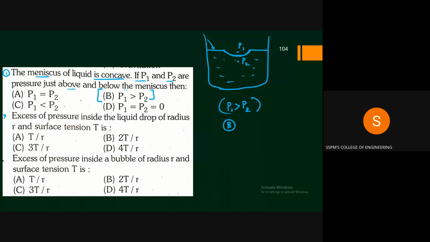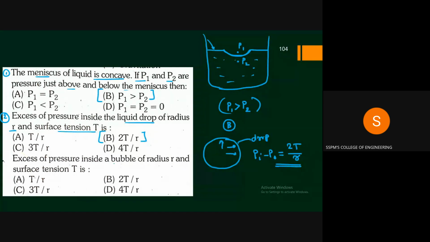Okay, refer to the second question. The excess of pressure inside the liquid drop of radius r and surface tension T. Basically the question is about the pressure inside the drop. So we have to find this pressure for the drop. We have the standard relation: Pi minus P naught is equal to 2T upon R. This is for the liquid drop, so the correct option is option B.